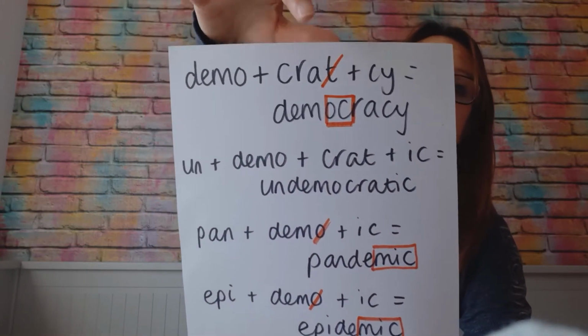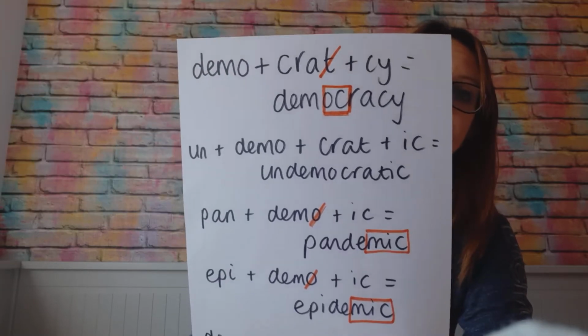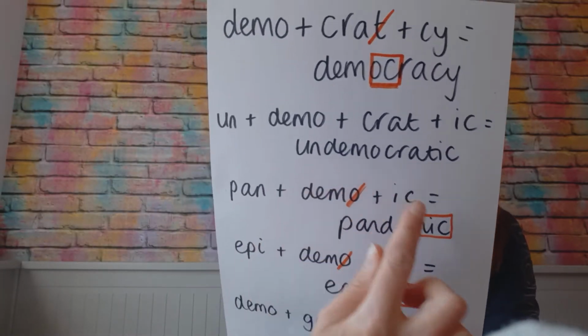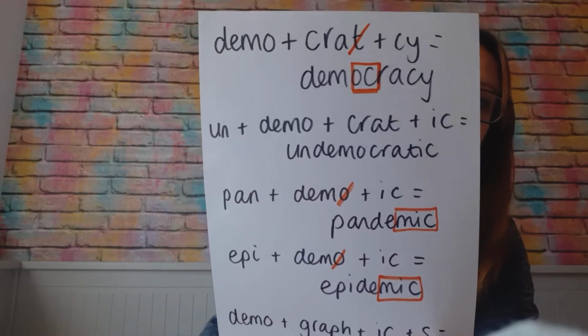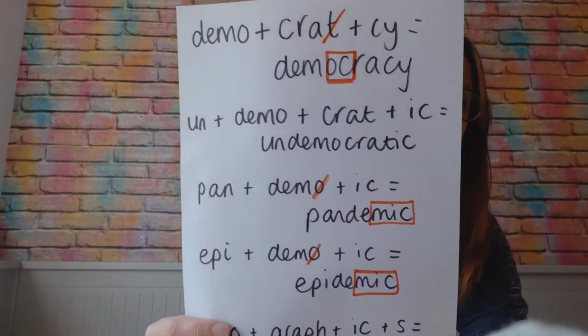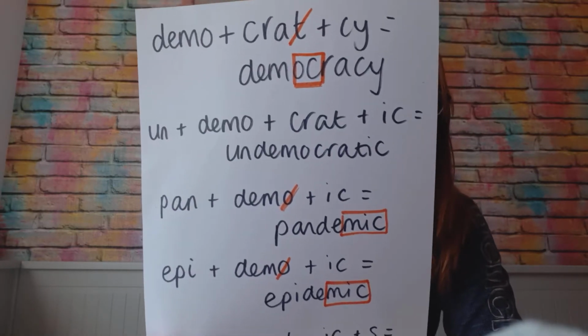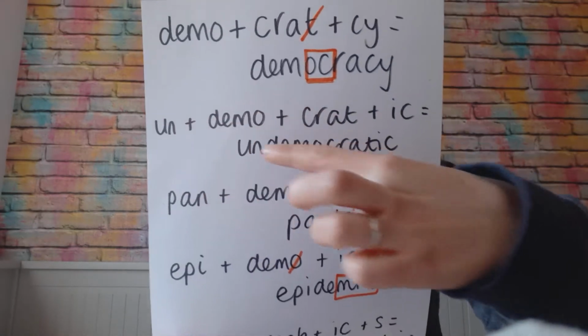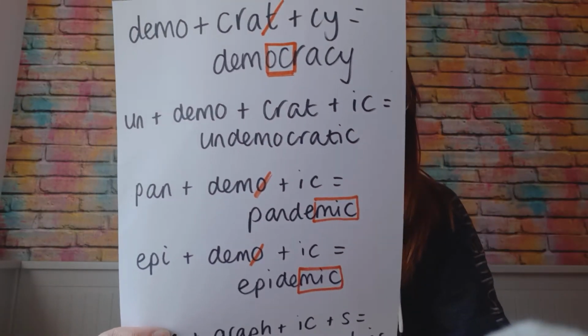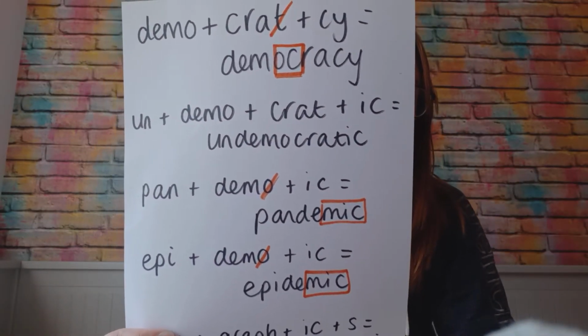And a democrat is a person who believes in that. So undemocratic, so un meaning not, it would mean it's literally not very democratic. So if you're in a country or there was a decision made and it didn't take into account what people wanted, the will of the people, it would be undemocratic. Basically, one person just decides what they want to do, doesn't consult people, okay?